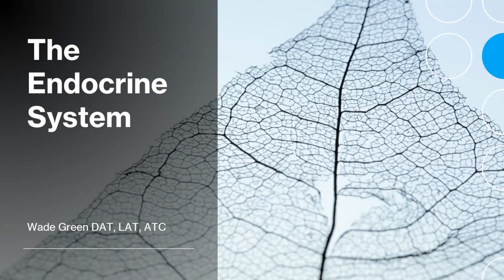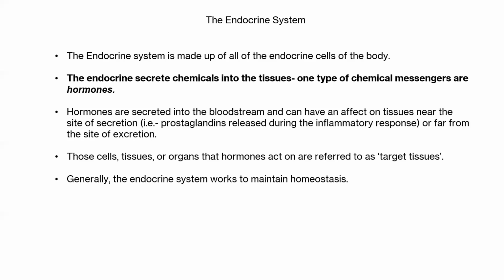Endocrine system. Here we go. We're just going to go over a brief overview. Those of us that have taken AP know that the endocrine system is made up of endocrine cells, and those cells function via secretion of hormones that are meant to have an effect on target tissues. Those can be close to the site of secretion or further away. But the main job of the endocrine system is to maintain homeostasis. That really is its main job.